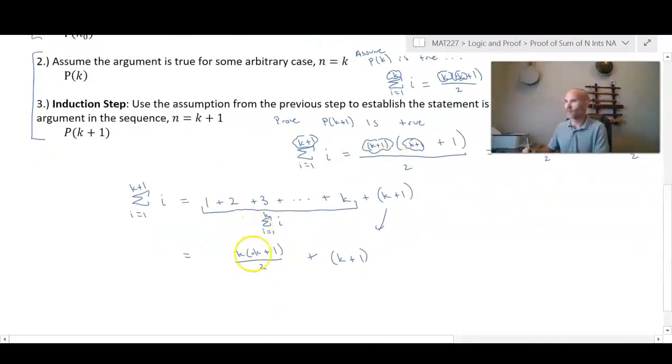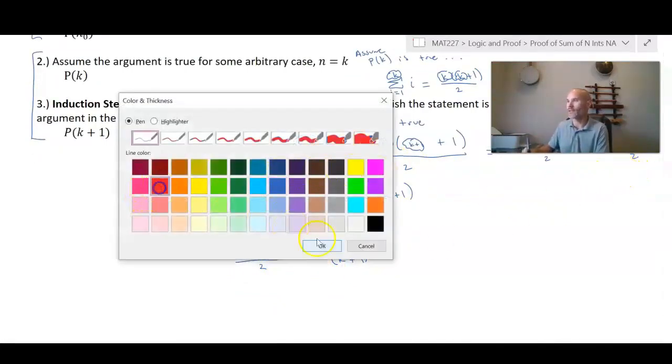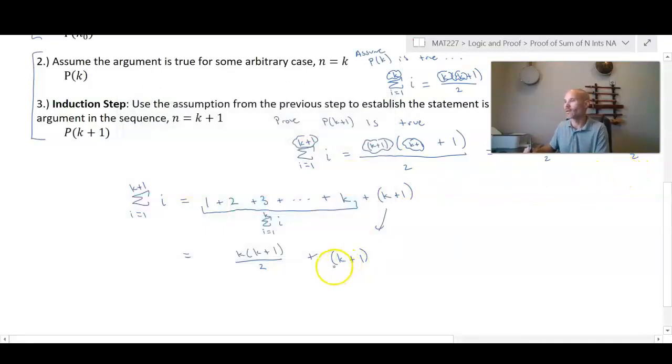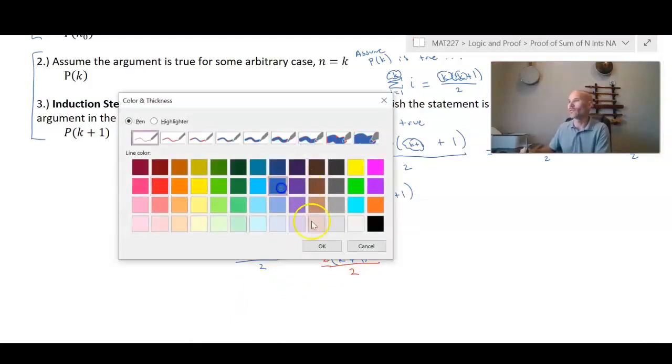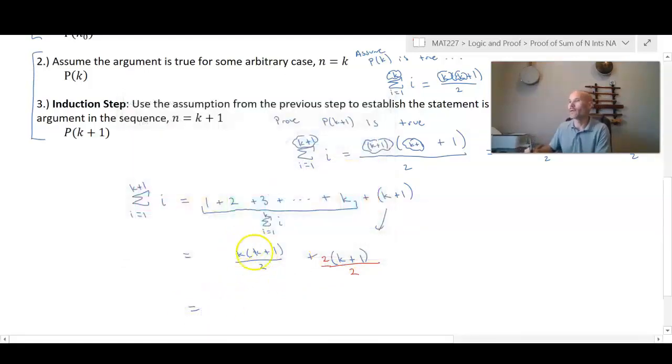Well, here's what we have to do, a little bit of algebra. So to add these two things together, I know I want to get one fraction. So to get one fraction, I will divide by 2 and multiply by 2. In other words, I'm just multiplying by 2 over 2 to get a common denominator. All right, so now up here I have k times k plus 1. Now that's over 2, but notice that now I have a common denominator between these two fractions, so I can add their numerators.